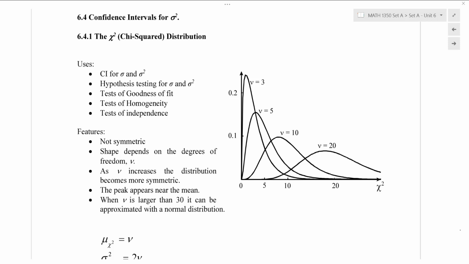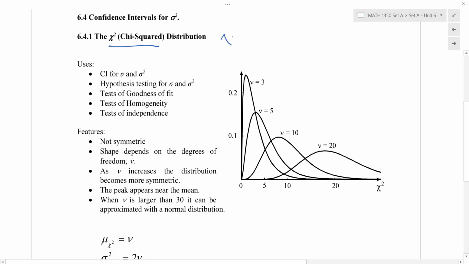Hey everyone, it's Matt. Today we're going to talk a little bit about confidence intervals for standard deviation or variance, sigma squared. To do this, we're going to need the chi-squared distribution, so that's what we're going to talk about now.